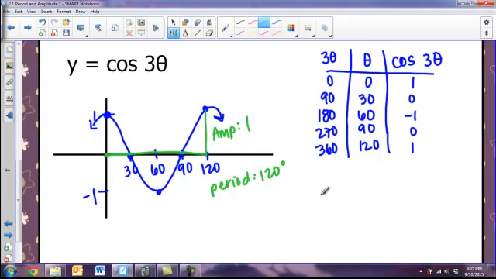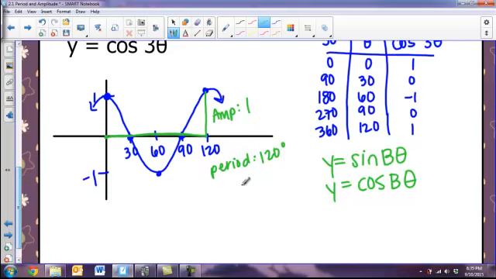So whenever I have something that is multiplied on the inside, y equals sine of b times theta. I'm being really creative tonight. y equals cosine of b times theta right there. B affects your cycle length, or affects your period.